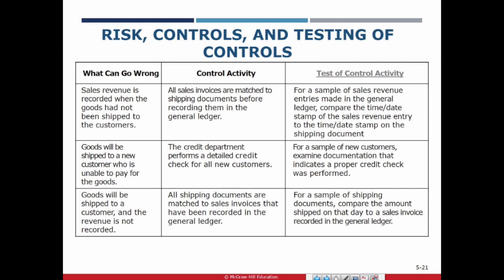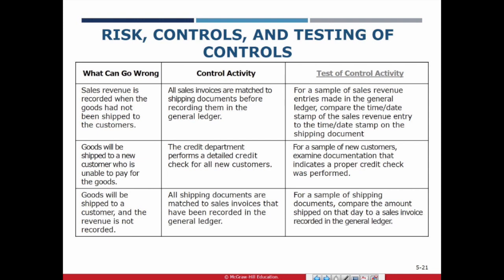So the auditor would, and that's the third one, the test of the control activity, right? That's the control. The client, that's the control activity. The client would say, "Oh, we do X, Y, and Z. We match shipping documents and sales invoices before we report." The auditor would check the box and say, "Oh, that's an effective control," because that would prevent revenue being reported when it's not earned. The auditor would select a sample of sales revenue entries made in the general ledger, compare the time date stamp of the sales revenue to the time date stamp of the shipping document. So they're testing that control.